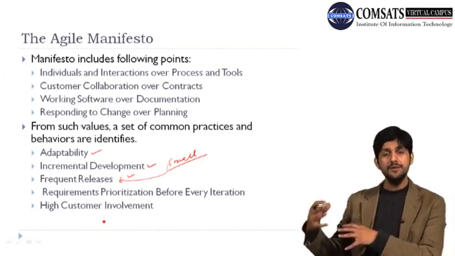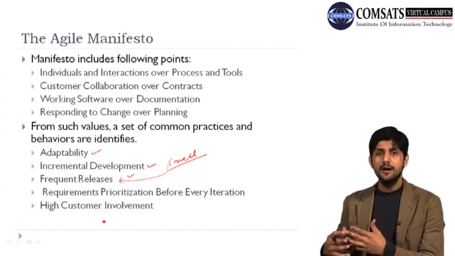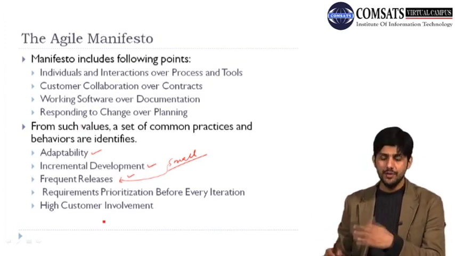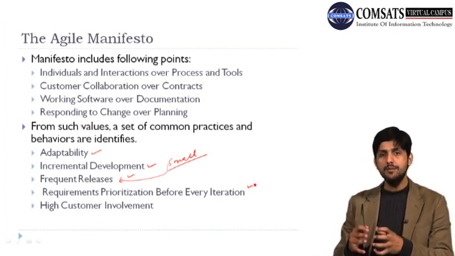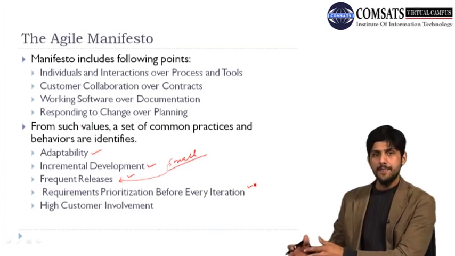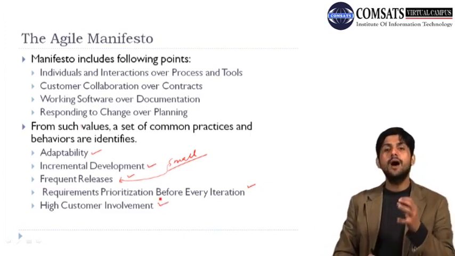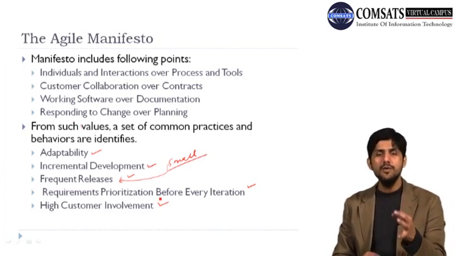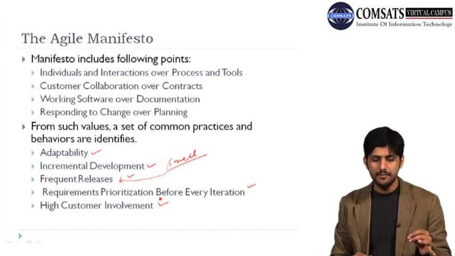So it can happen that because of those changes, some requirements that you consider important become less important, and others become more important. So you rank them again, and then you decide which requirements you're going to undertake in your next increment. And then you give more value to customer involvement. So without customer involvement, these agile methods cannot be a success.